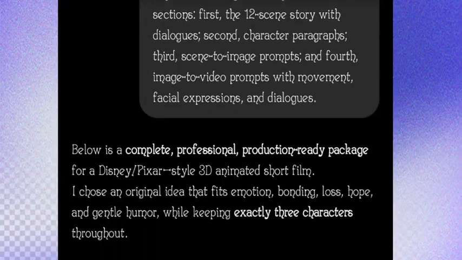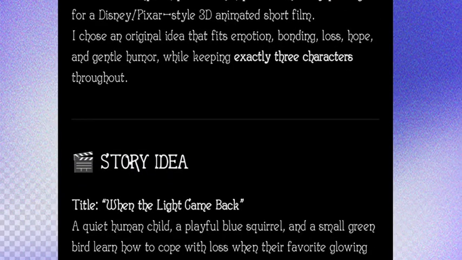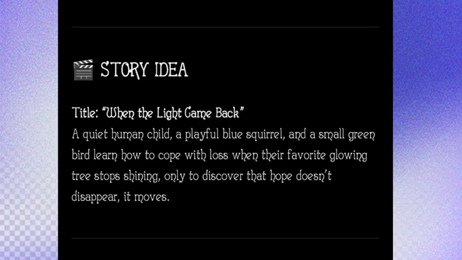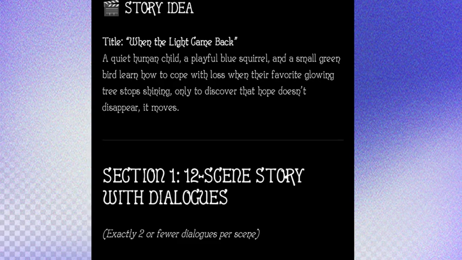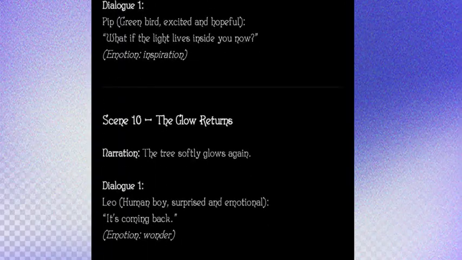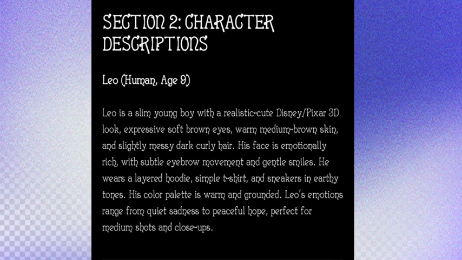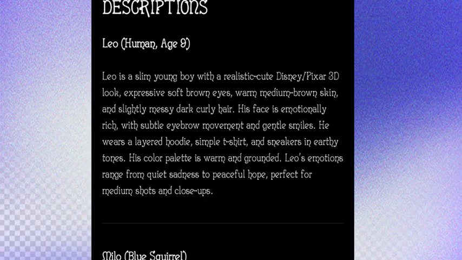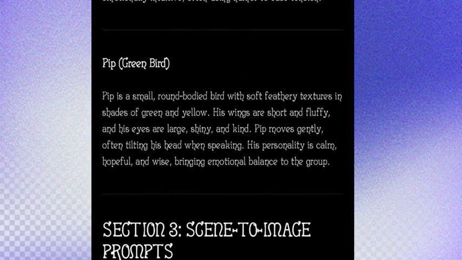And now this is what ChatGPT gave to me. As you can see, it says story idea: when the lights come back. Section 1, scene story. This is all the stories, the scenes. As you can see, it says settings, then the character description. Uma is aged 9. Leo is a slim young boy with a realistic, cute Disney Pixar 3D look. You can check this. This is the second character, and this is the third character.